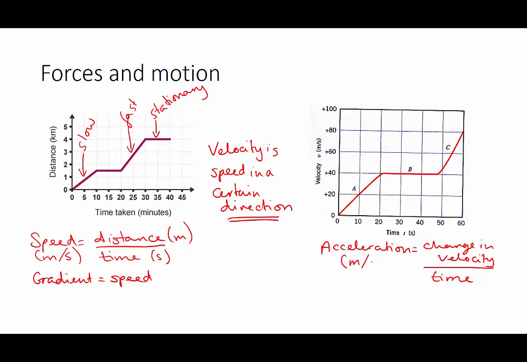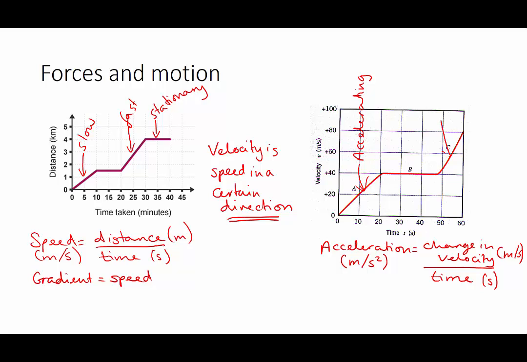So section C on this graph has a higher acceleration than section A does. Section B isn't accelerating at all, it's at a constant velocity. Be careful that you don't say that it's stationary. We know it's not stationary because it's got a velocity of 40 meters per second throughout.